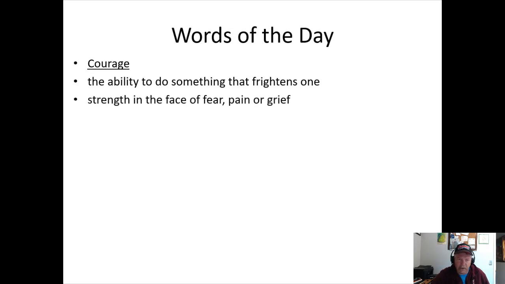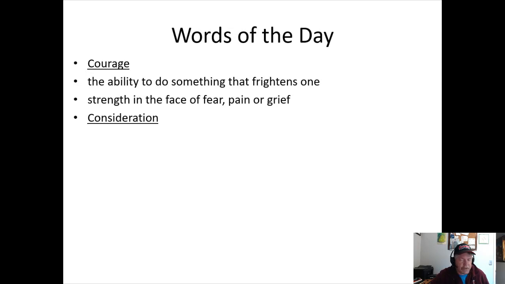So strength in the face of fear, pain, greed. And we think about it as being this big macro heroic kind of event. Sometimes courage is raising your hand in class because you don't understand something. And now, ooh, everybody's going to think I'm stupid. Well, who cares? If you don't know, ask. Same with this as an online class. Send me an email. Get on the chat.